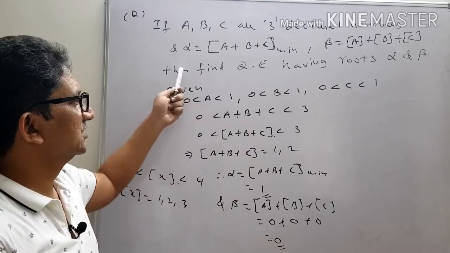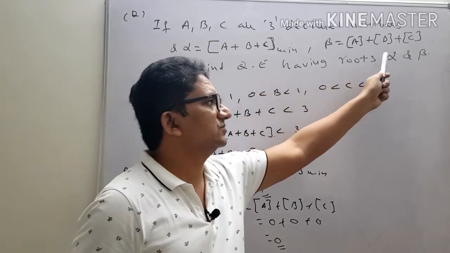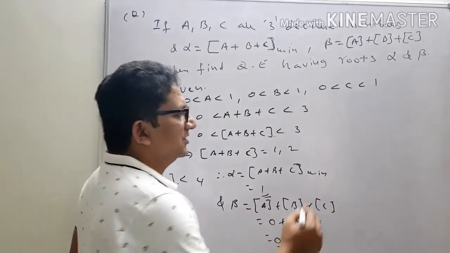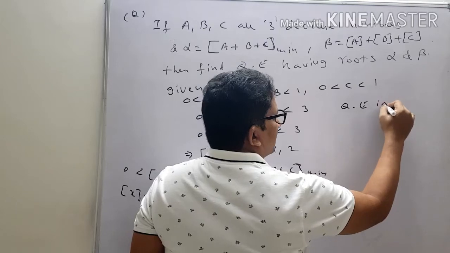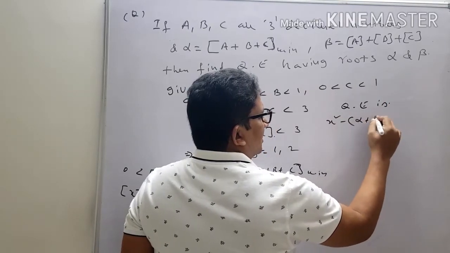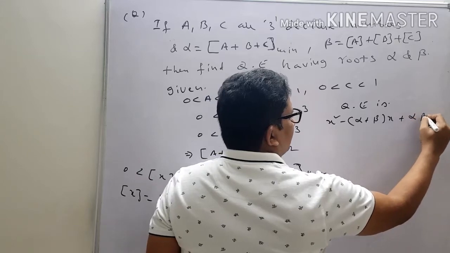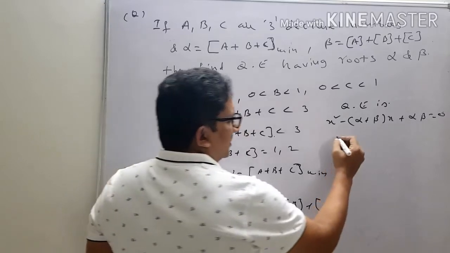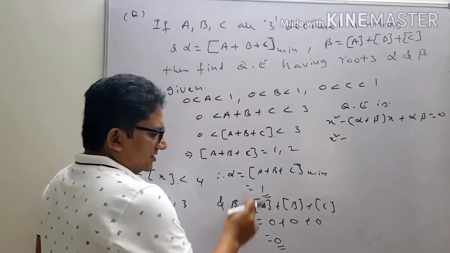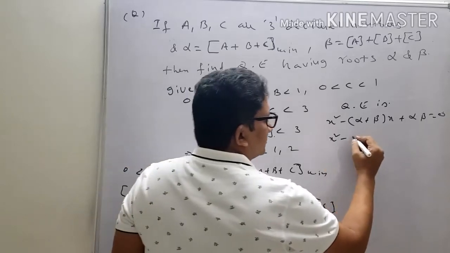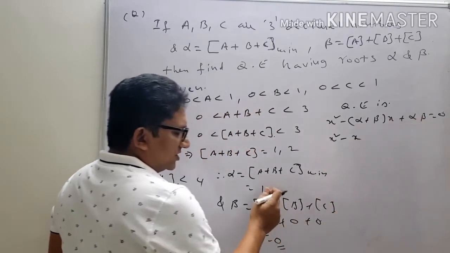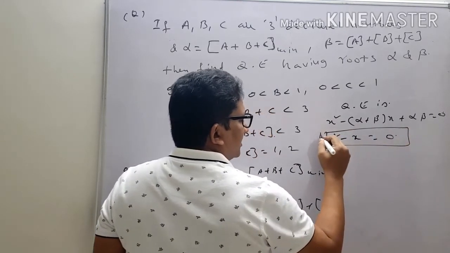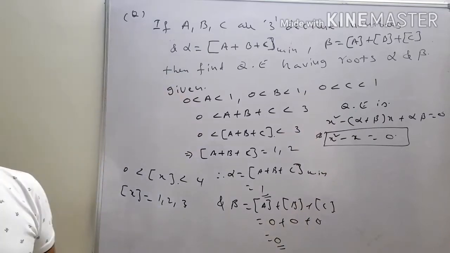The further question is to find the quadratic equation having roots alpha and beta. We know a quadratic equation looks like x square minus (alpha plus beta) x plus alpha beta equals 0, that is, sum of the roots and product of the roots. The sum of the roots, 1 plus 0, is 1, and the product is 0. So the quadratic equation formed here is x square minus x equals 0. So this is your solution.